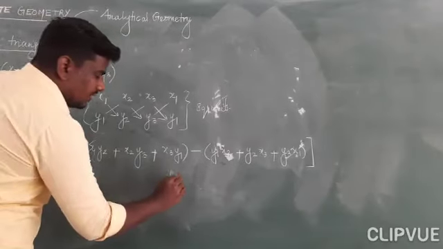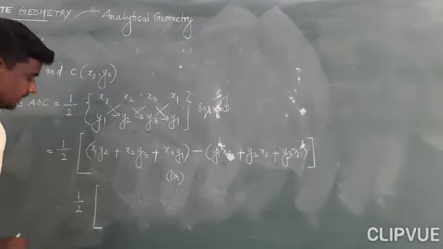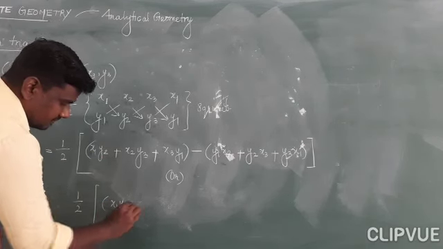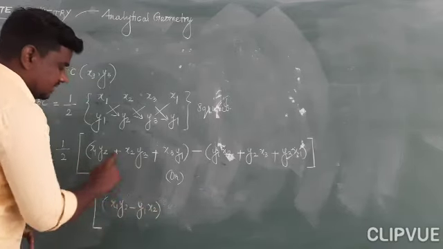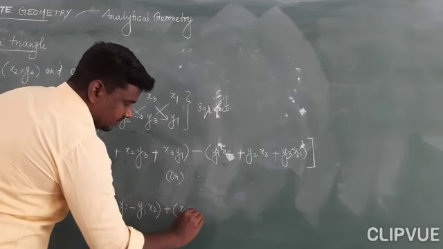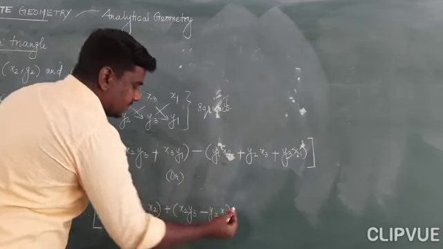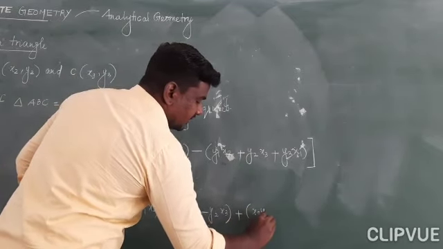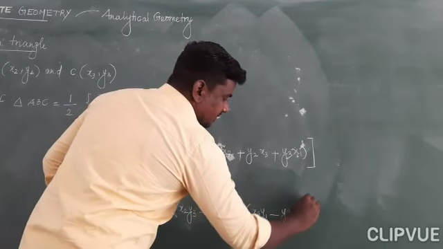It can also be written in the form of half into x1 y2 minus y1 x2, then plus x2 y3 minus y2 x3, then plus x3 y1 minus y3 x1.